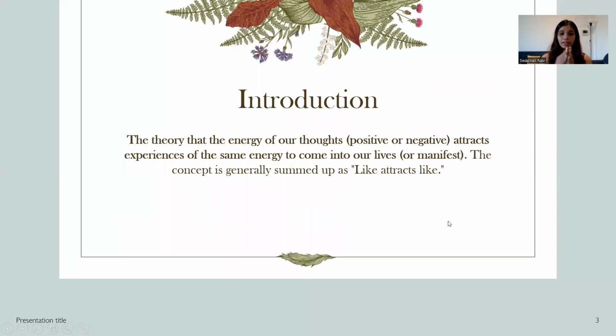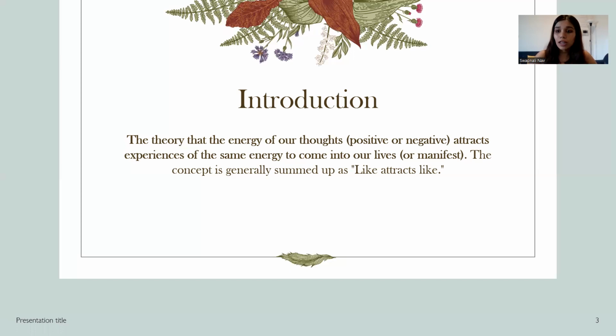Okay. So guys, introduction. What is the law of attraction? This is the Google definition. Google says the law of attraction is the theory that the energy of our thoughts attracts experiences or the same energy into our life. Like attracts like. Now, this is a very simplified definition of what the law of attraction is. Like attracts like, which is very, very true.